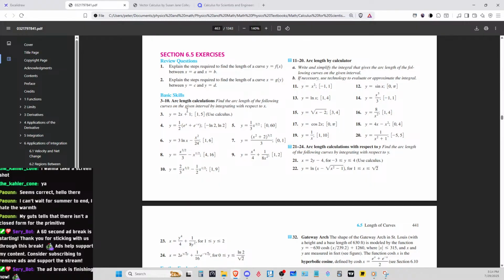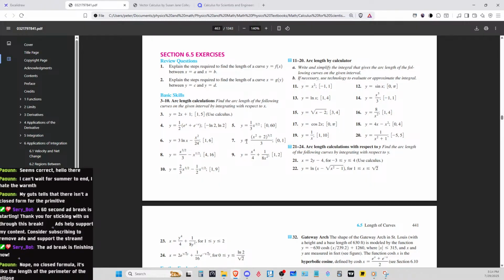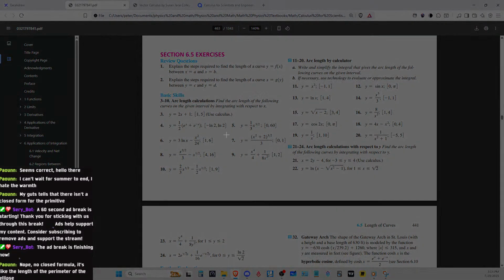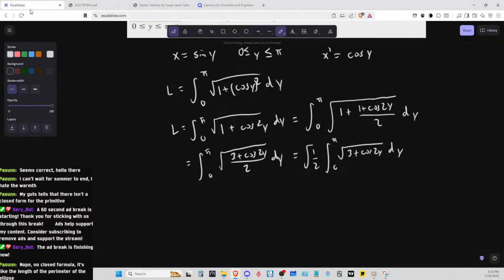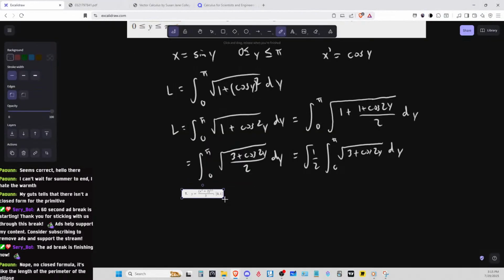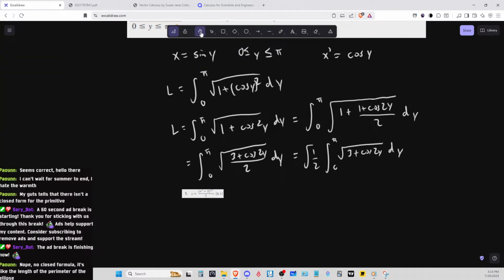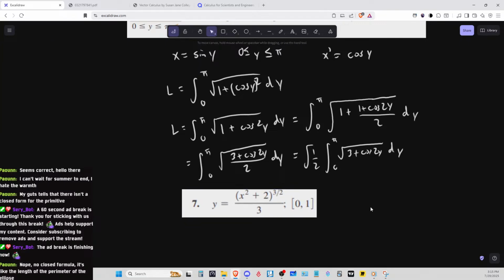Let's see. Let's try number 7. Number 7 seems like it's challenging. I don't want to do problems that are just too easy, but at the same time, I also don't want to do problems that are excruciatingly difficult. But then again, I'm probably picking the one that's the most difficult. So I guess we'll just do this one as a little bit of a challenge. No closed formula. It's like the length of a parameter of an ellipse.